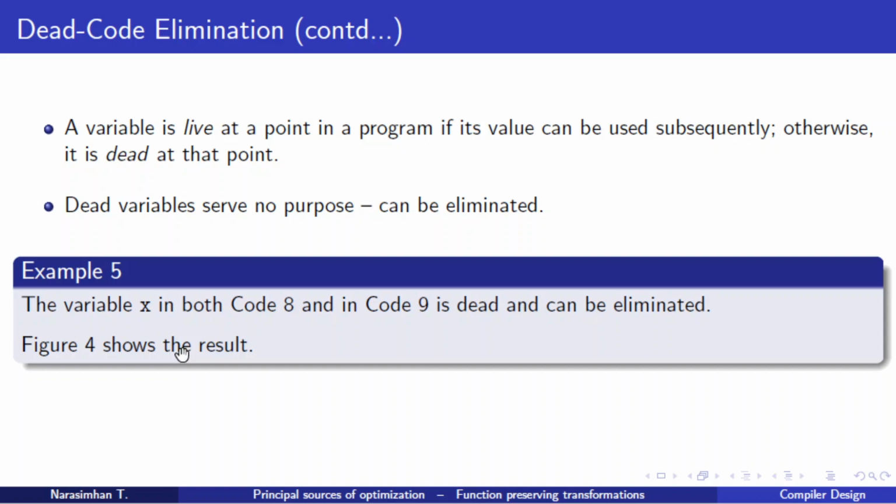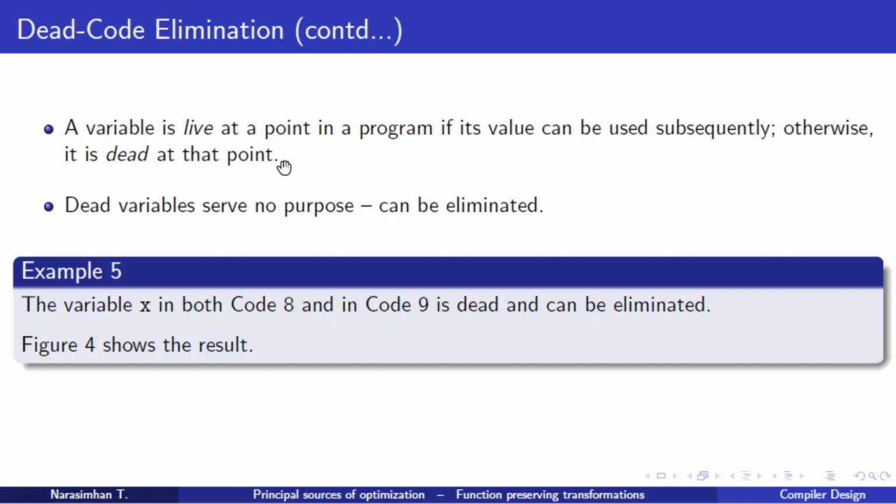Related to this dead code, we have the concept of live variables and dead variables. Let us see what they are. A variable is live at a point in a program if its value can be used subsequently. Otherwise, it is dead at that particular point. Suppose you have a variable y in a program. If its value is used subsequently, then we say that y is a live variable. But if the value of the variable y is not used subsequently, then y is said to be a dead variable.